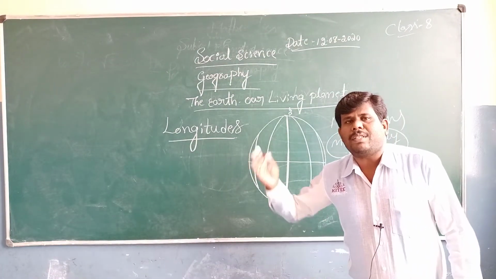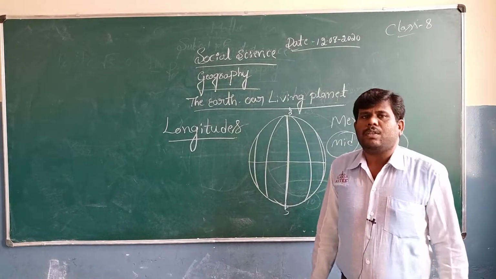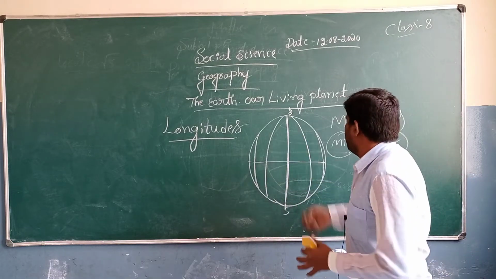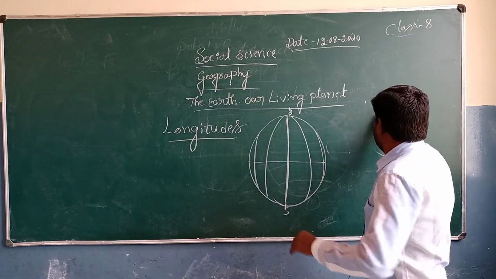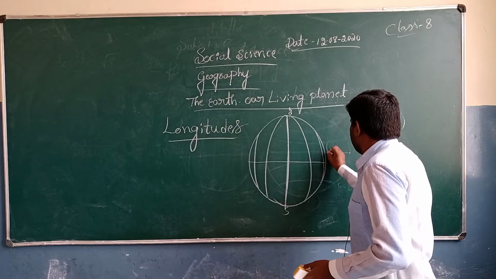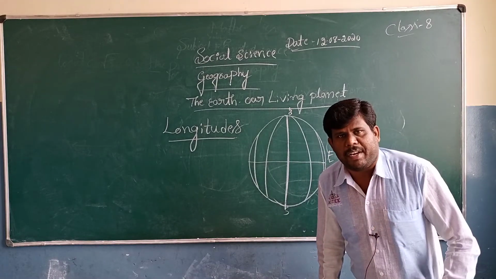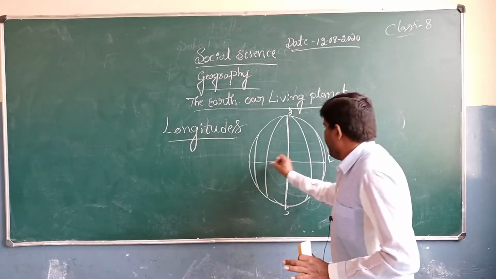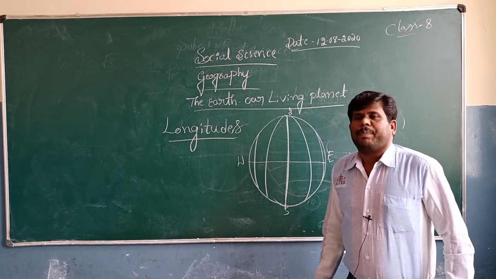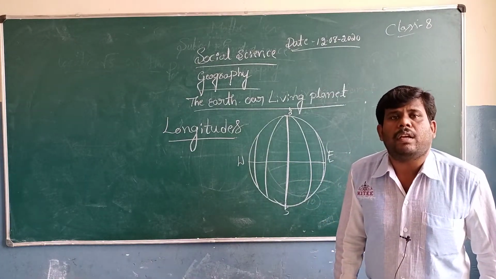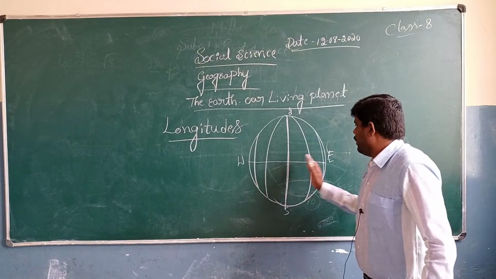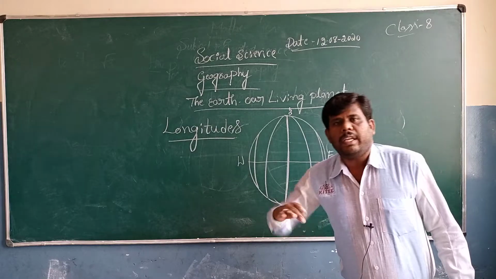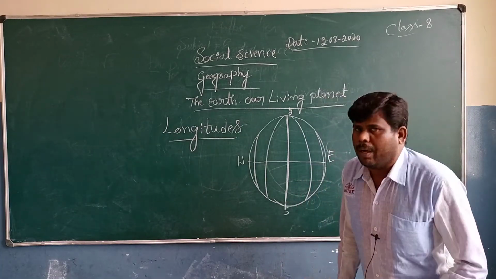To the east of this prime meridian is called the eastern hemisphere. To the west of this prime meridian is called the western hemisphere. Eastern hemisphere, western hemisphere.